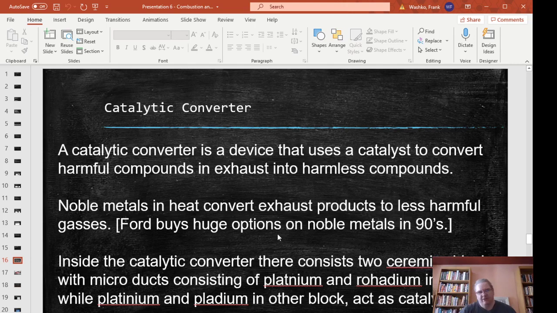And I just have this little note in here that's kind of interesting. In the 90s, Ford thought that there was going to be a run on noble metals, and emissions were going to get tighter and tighter, so they bought a ton of options on noble metals in the 90s, and they made like billions of dollars on that. But that's just kind of an aside.